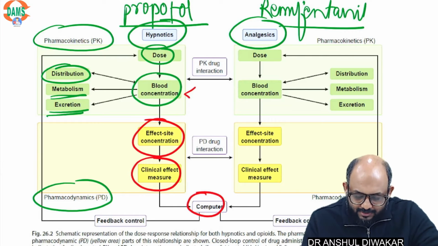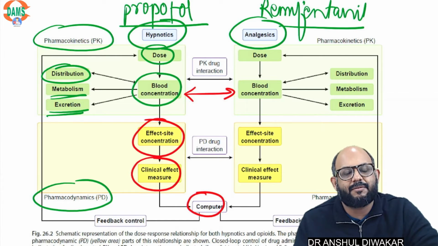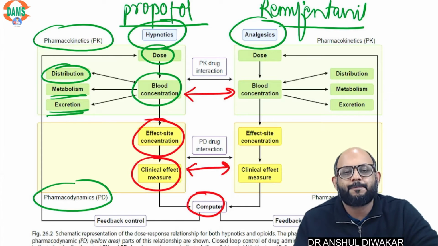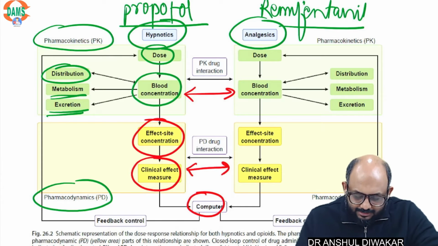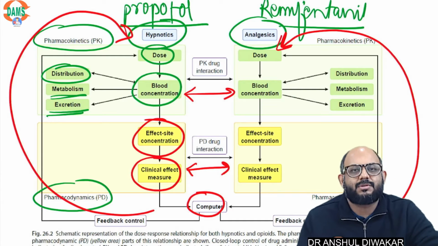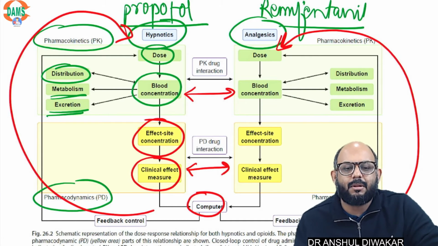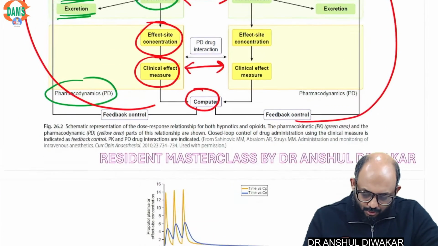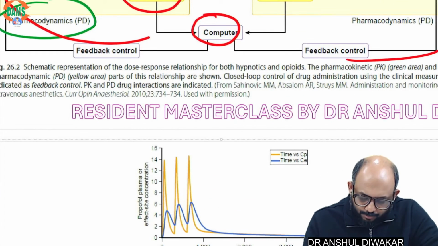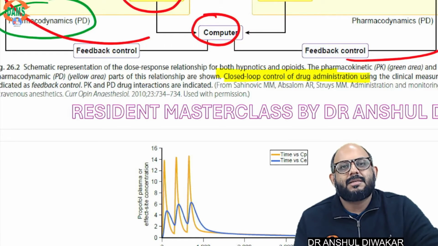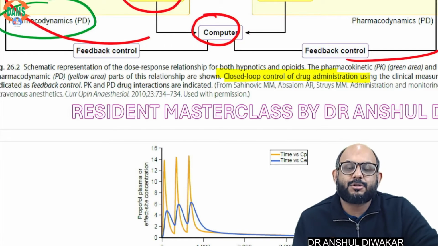Now there will obviously be interaction at the pharmacokinetic level between the two drugs. There will be interaction at the pharmacodynamic level between the two drugs. This computer will then give a feedback control which will then adjust the dose. So this is the principle of pharmacokinetic pharmacodynamic interaction, also called closed loop anesthesia. Closed loop anesthesia, right? This is something that will be asked to you a lot. What is closed loop anesthesia?